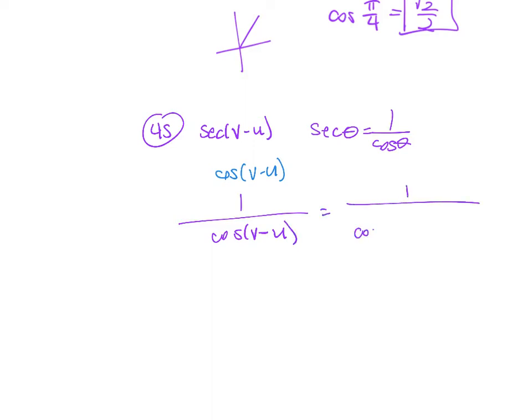So therefore it's cosine of V cosine of U plus sine of V sine of U. Then you finish solving it that way. Now, of course, you can just flip it at the end or flip it at this point. It's up to you, but that's how you would go about this problem.